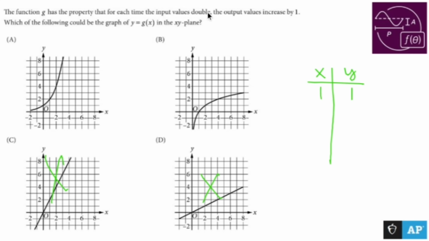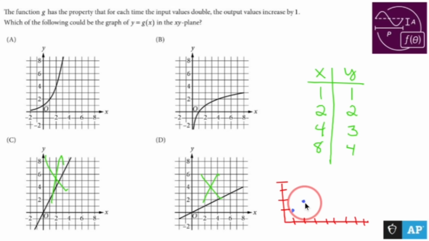Every time the input value doubles, so 1 times 2 is 2, it goes up by 1. Anytime the input value doubles, it goes up by 1. So if I were to make some arbitrary graph, I need to go out 1, 2, 3, 4, 5, 6, 7, 8, and I need to go up 1, 2, 3, 4, like so. I have a point that looks like this, and this, and this, and this.